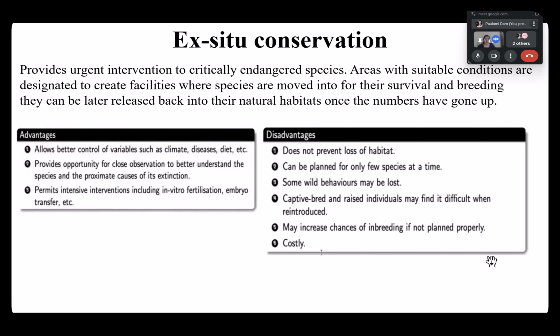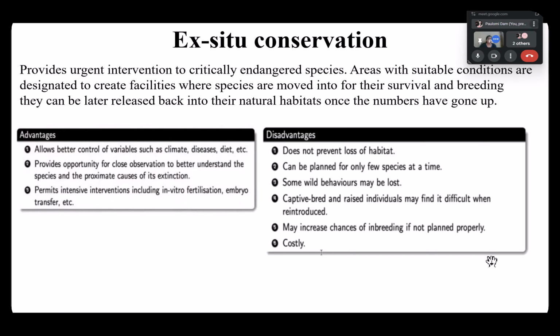At the same time, you're also trying to increase their population size. So in vitro fertilization and embryo transfer are all methods that are used to facilitate hybridization and breeding programs to increase the population sizes. Okay, but as you can imagine, the disadvantages are very intuitive.